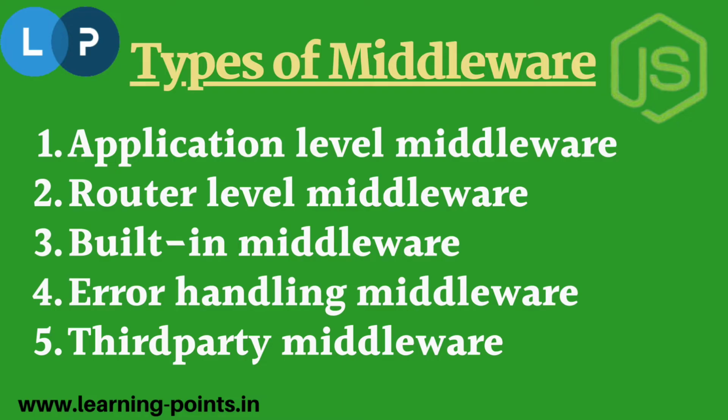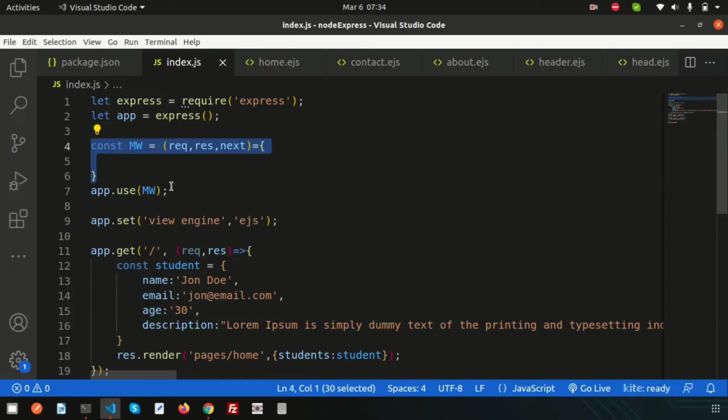There are basically five types of middleware. In this video we are going to discuss the application level middleware. The different types are application level middleware, router level middleware, built-in middleware, error handling middleware, and third-party middleware. We are creating application level middleware, and this is the basic middleware. Here we are getting the new thing, that is next. What is next actually and how does it work?